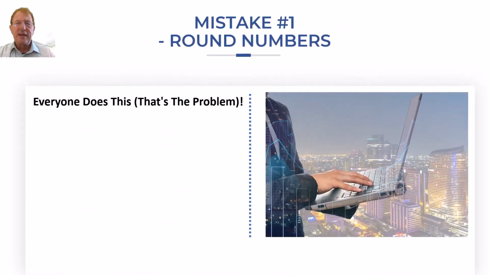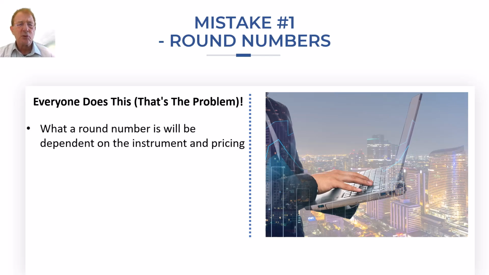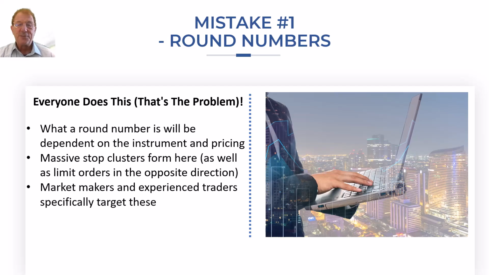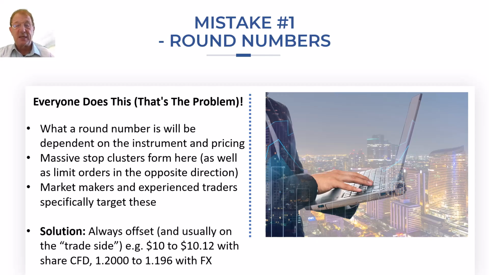So let's look at three key mistakes that people make. First of all, it's the use of round numbers. Everybody does this. It's a natural human thing to look for something that feels familiar, something that feels obvious. But of course, what that round number is will be dependent on the instrument and the pricing. What we tend to find is that there's massive stop clusters forming around here, as well as limit orders in the opposite direction, which makes it a target for market makers and experienced traders because they know that this is the case.